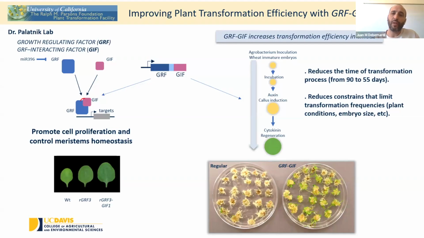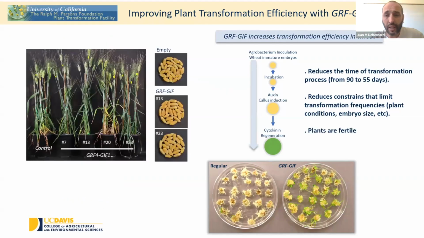Because if you can reduce the constraints, or the variance, or the effect of plant quality, stuff like that, it's easy for more people to establish this transformation protocol in their lab. I will show some examples of that later. And the other thing that makes GRF-GIF interesting is that the plants that we got after just incorporating this cassette in the binary vector were fertile. So we don't need any weird or complicated expression system to control them.